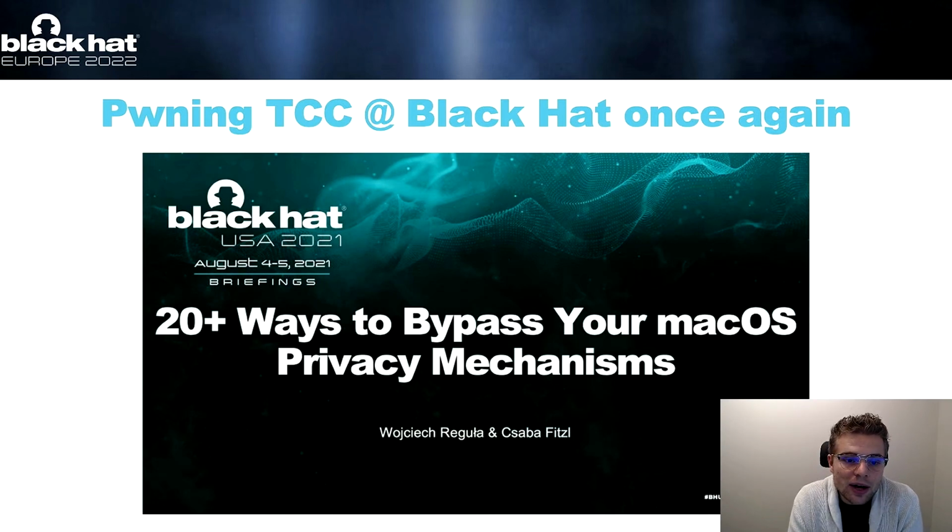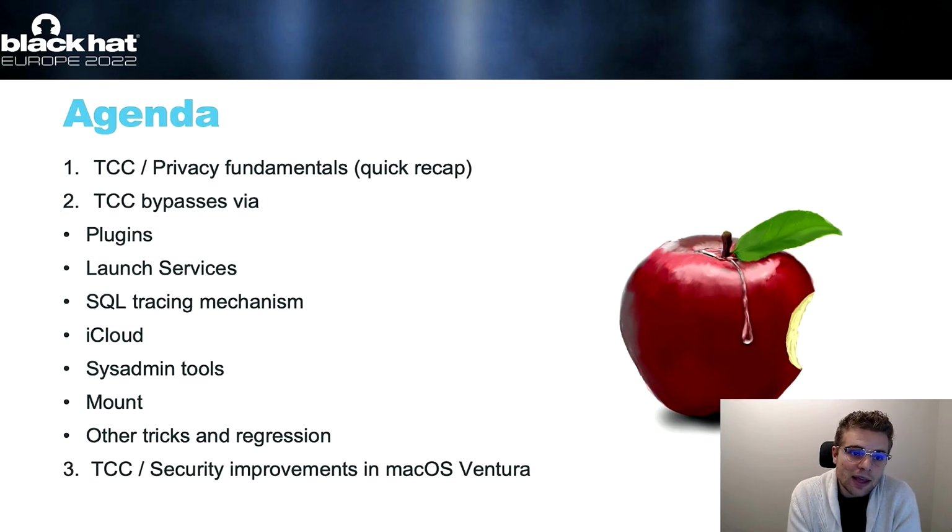So this is the second part of the presentation we gave with Csaba last year at Black Hat in the US, where we focused, of course, on bypassing macOS privacy mechanisms. So yeah, that's the second part, the research continuation. In the first point of the agenda, I'll just quickly remind you what TCC is and what the basic privacy fundamentals of macOS are. If you are interested in learning in detail how it works, please check our first part of this talk. Then we will focus on technical stuff, on TCC bypasses, and as you can see here on the slide, there are a lot of new TCC bypasses. And at the end, Csaba will cover some new security improvements released in macOS Ventura.